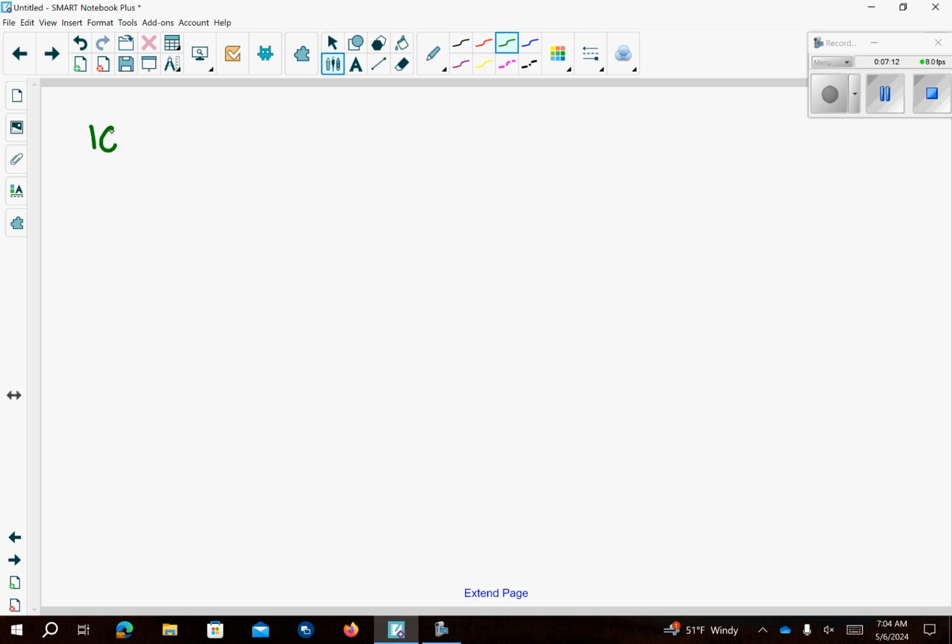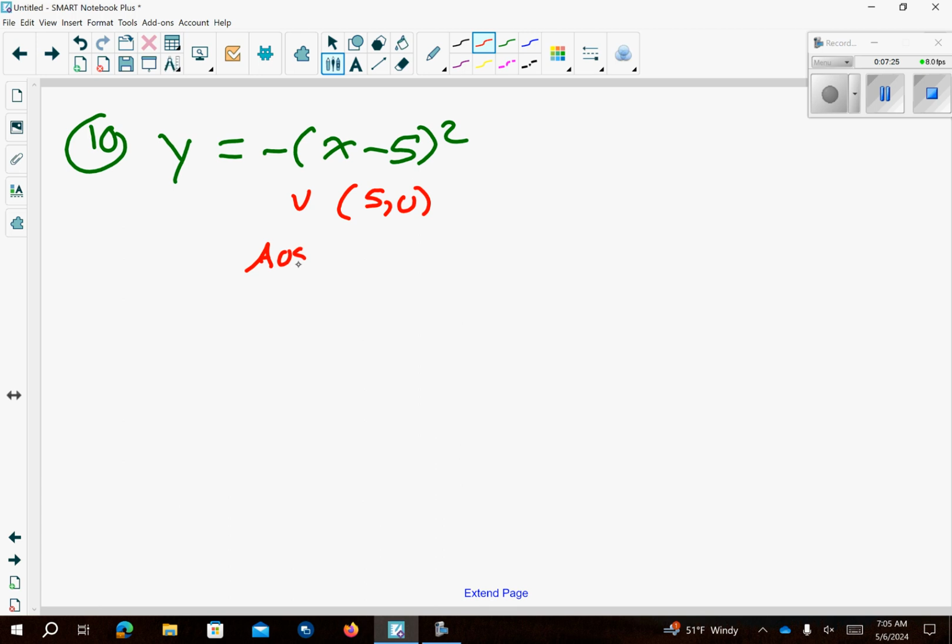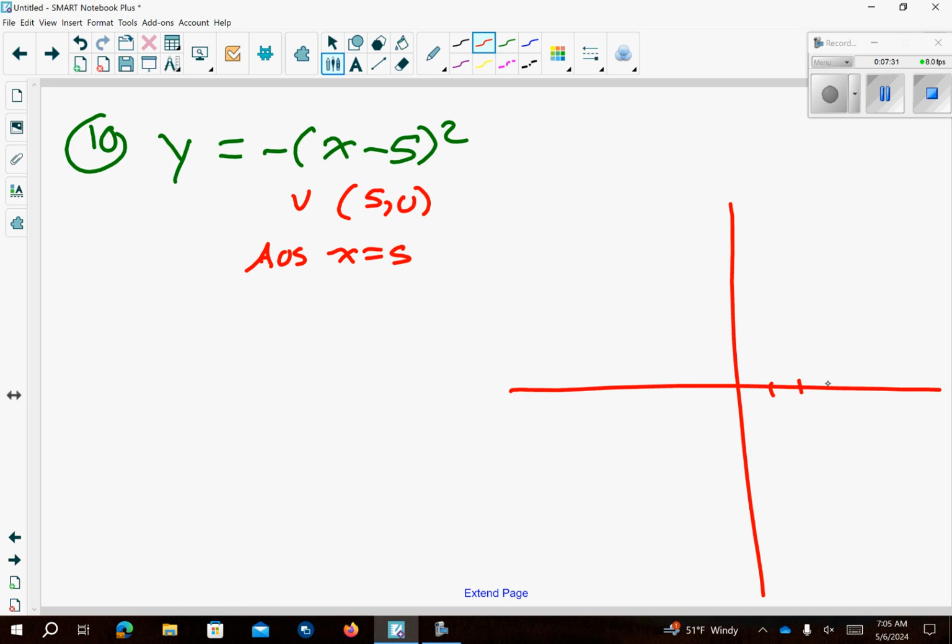Number 10, we have y equals negative (x minus 5) quantity squared. This is set up in vertex form, so my vertex is going to be 5, 0. And then my axis of symmetry is going to be x equals 5. So 5, 0, right there. I have my axis of symmetry up and down. So vertex is there, axis of symmetry there.